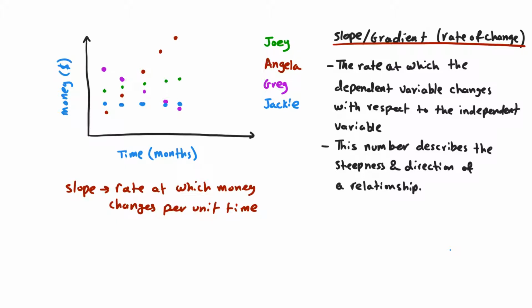Another way that mathematicians look at the word slope is that this is a number that describes the steepness and direction of a relationship. So, for example, in this graph over here, we have the amount of money that people have every month, and we have Angela first over here. And if I were to draw a straight line that goes through all the points, we can see that it forms a nice straight line, and I'm going to do that for every individual.